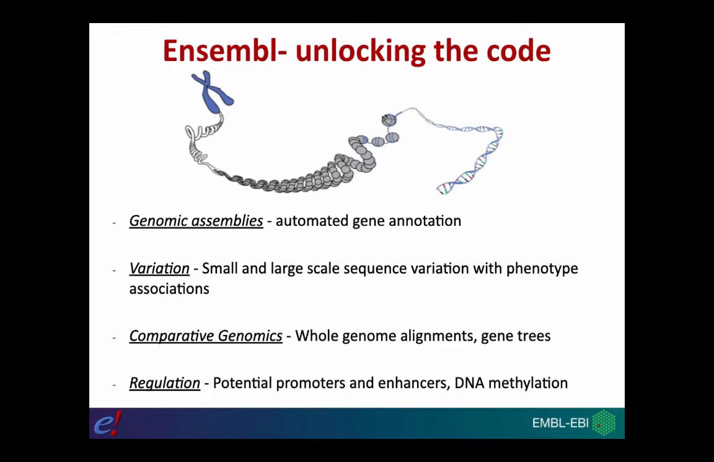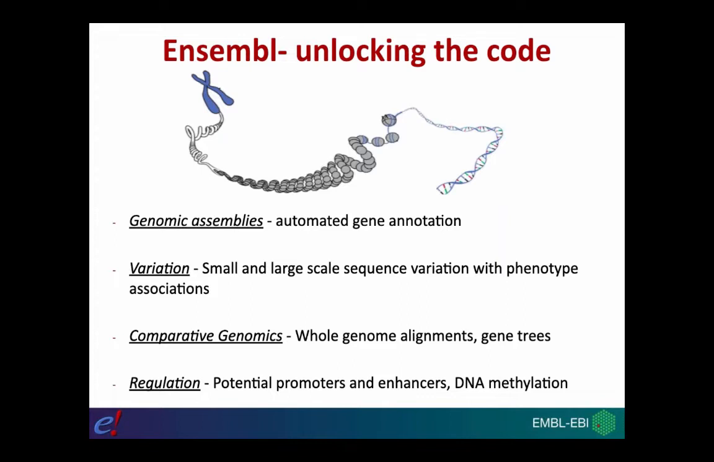The second type of data is the variation data. This is where we take both small and large scale sequence variation data and we link that up with allele frequencies, phenotype associations, and lots of other predictive information about variants. The third type of data is the comparative genomics. This is where we take the gene models and the genome sequences from one species to another, and we compare them. We compute things like whole genome alignments to look at conserved regions, and we also produce gene trees to infer ortholog and paralog relationships as well.